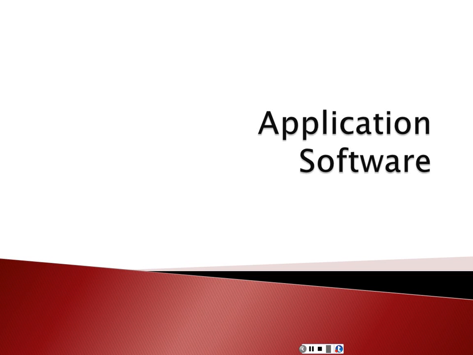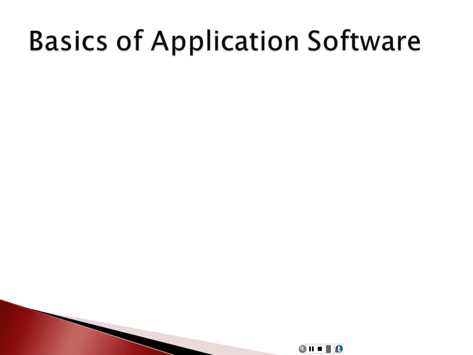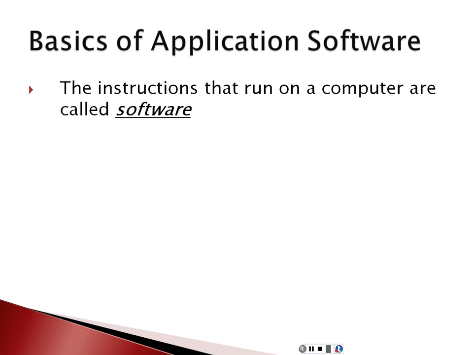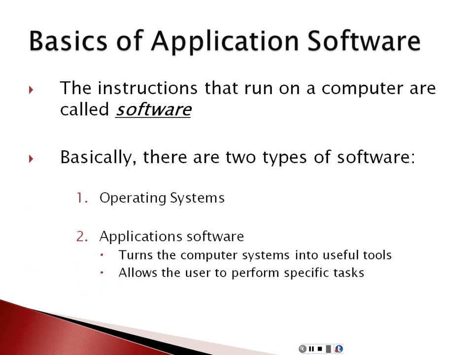In this lesson, we're going to talk about the second major category of software. We already talked about operating systems. That's the first category. The second is application software. Now, in regard to the basics, we've already talked about a definition of software. Just the instructions that run on a computer are called software. And as we talked about in the last lesson, there are two major types, the operating system and then the application software. The application software turns the computer system into useful tools, allowing the user to perform specific tasks.